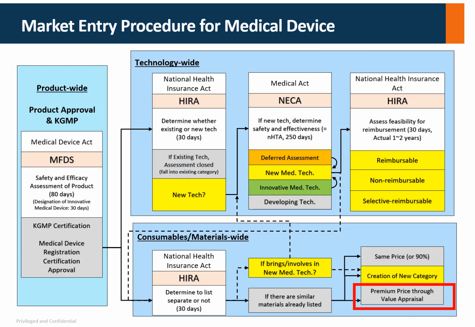Here, what I would like to bring your attention to is this red box on the right bottom, premium price through value appraisal. As its name suggests, it is a strategic pathway for a premium price for medical materials. Through this pathway, a medical material can be listed with recognition of its value, and finally a higher price than other existing materials can be applied. Then let's see more in detail about it.